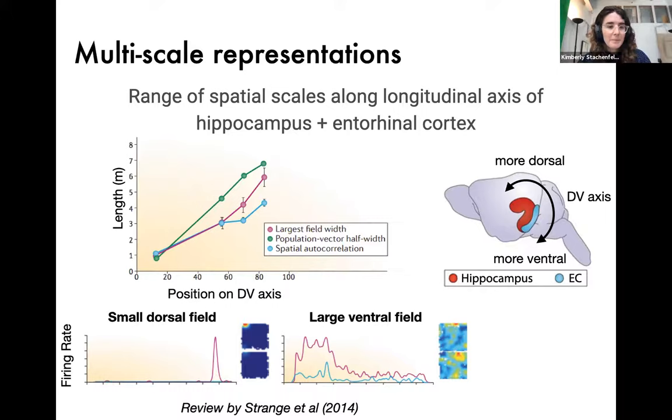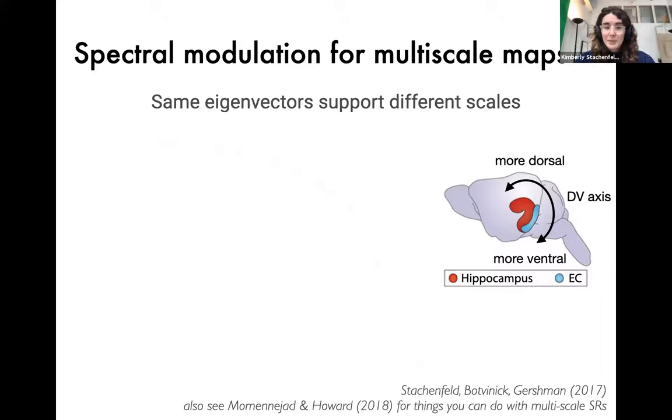The scale is said to increase somewhat gradually, as opposed to the scales along entorhinal cortex, which increase in a more discrete, modular shape. So this gives us a way to think about multiscale representations in hippocampus and entorhinal cortex, and we can map this eigenvector view of multiscale representations onto it as well.